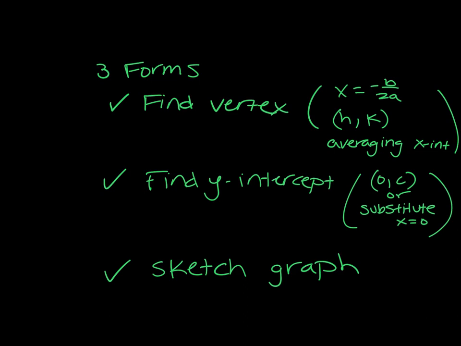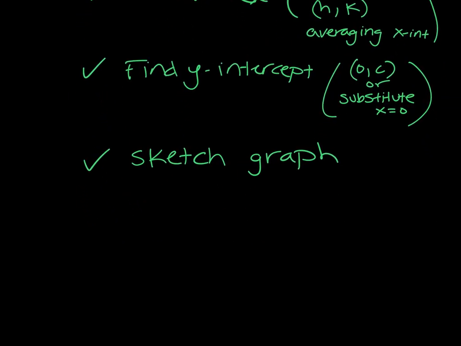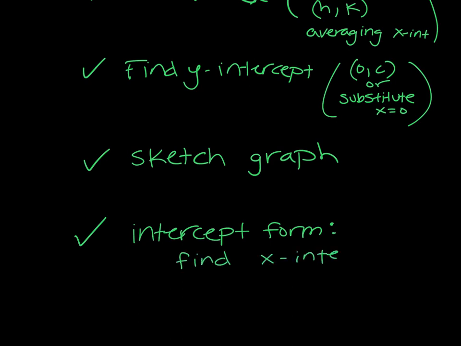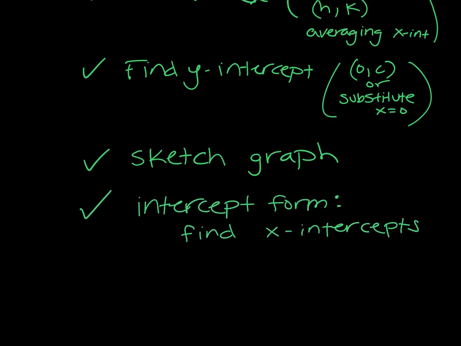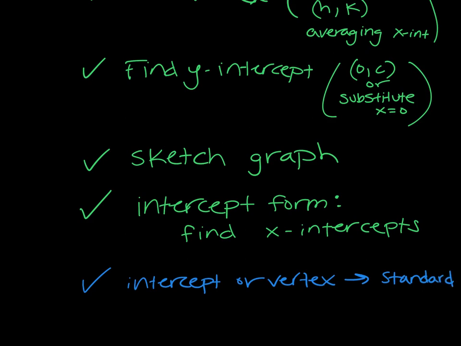Particular to one form is the intercept form. You should be able to find the x-intercept. And then you should be able to as well take intercept form or vertex form and convert it into standard form by distributing or using FOIL or your box method, whichever method you like.